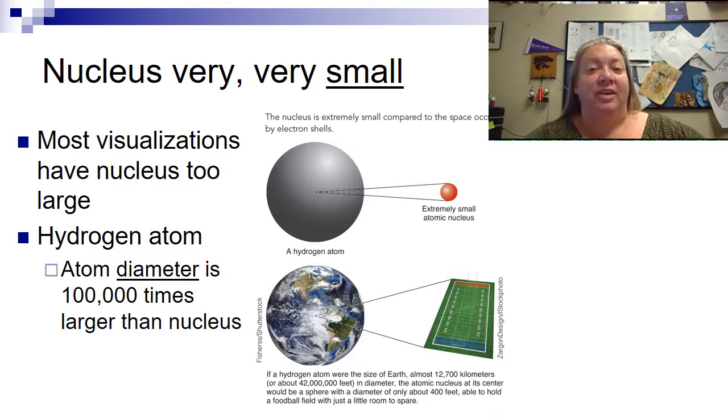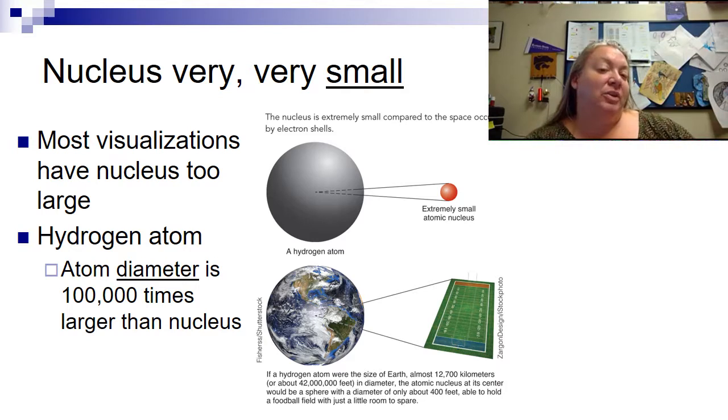Now, the nucleus is very, very small when compared to the rest of the size of the atom. On this one, it talks about the hydrogen atom, that the atom diameter is 100,000 times larger than the nucleus. You'll see different amounts on that depending on what resource you're looking at. But here is the example that I was told a long time ago, and it really made an impression on me. So I'm going to see how it works with you.